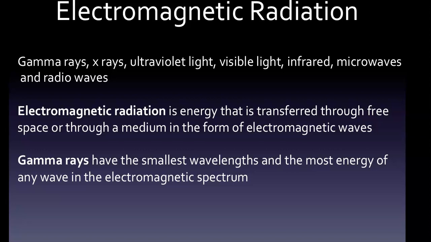Electromagnetic radiation is energy that is transferred through free space or through a medium in the form of electromagnetic waves, such as radio waves, visible light, or gamma rays. And just a quick point about gamma rays. We already referenced them earlier, but gamma rays have the smallest wavelengths and the most energy of any wave in the electromagnetic spectrum. That is a common question, so I would have that locked into my mind, while a mechanical wave is a wave that is an oscillation of matter and therefore transfers energy through a medium.